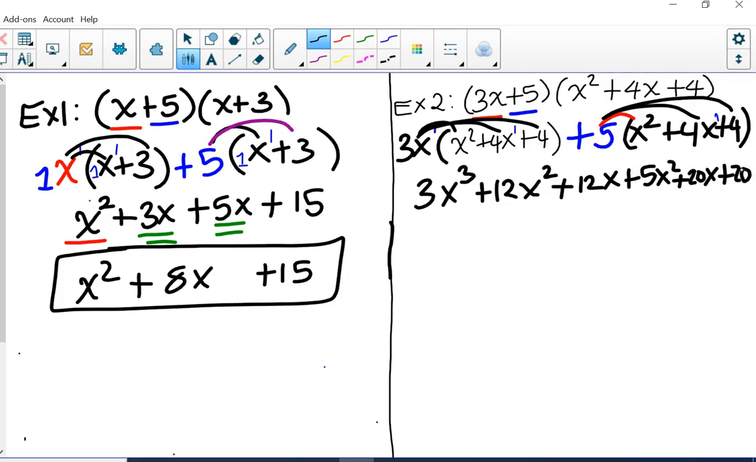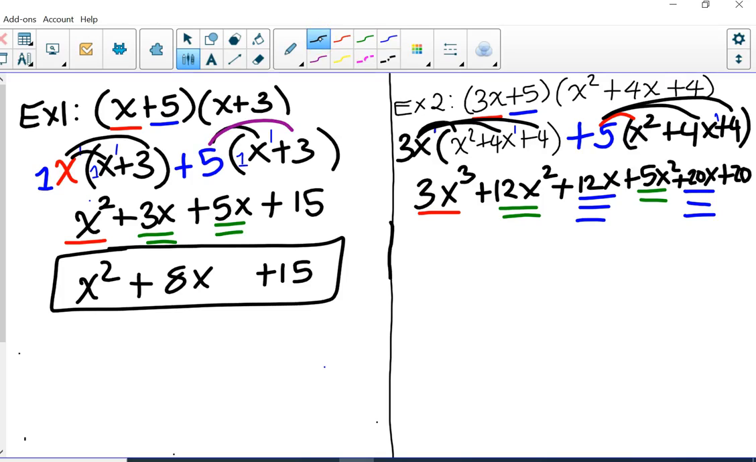Once you distribute, you're going to go ahead and identify your like terms and then rearrange with your like terms. So step 2 is to use underlining to identify your like terms. So we have x cubed. We're going to do 1 underline for everything with x cubed. That's the only thing with x cubed. Then we're going to do 2 underlines for everything with x squared. We have 12x squared and 5x squared. Those are my 2 like terms. We're going to do 3 underlines for everything with an x. We have 12x and 20x. And then we have 20 by itself as the only constant. So we'll leave it by itself.